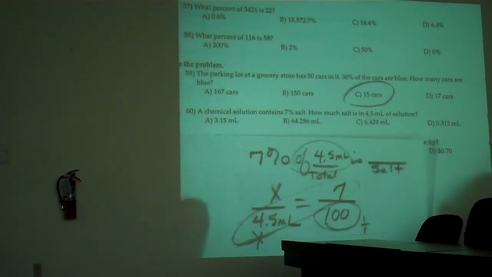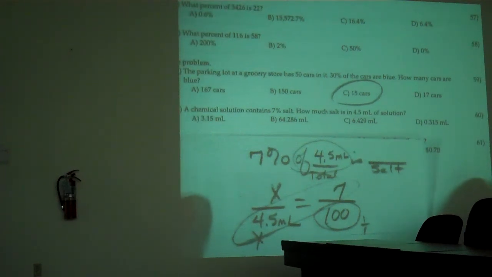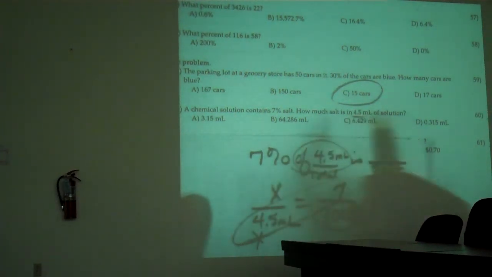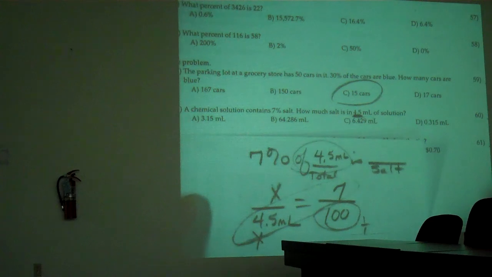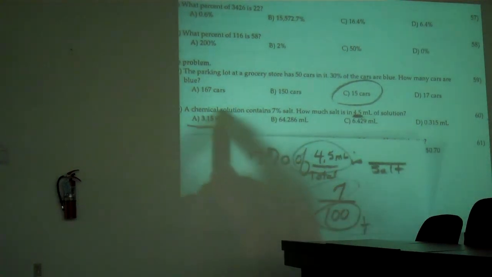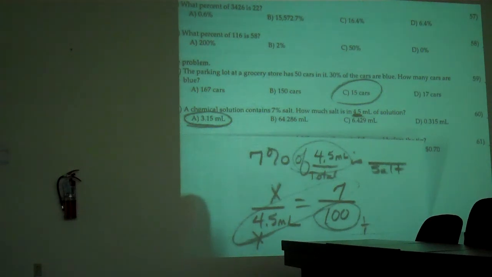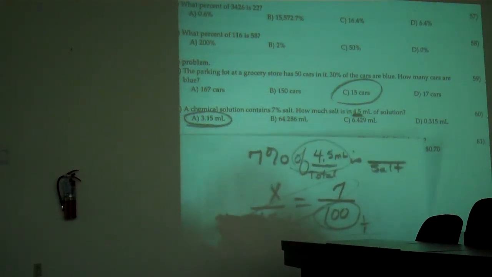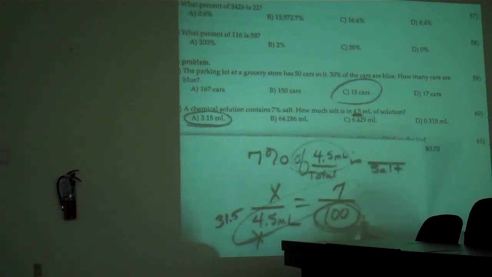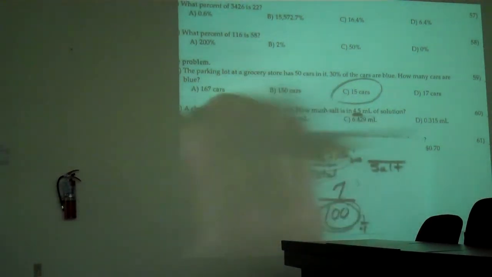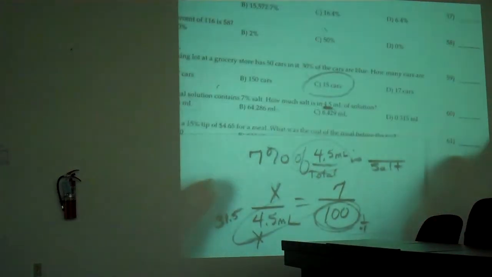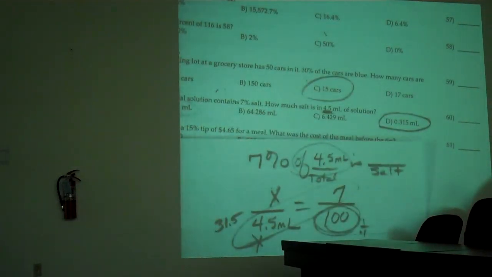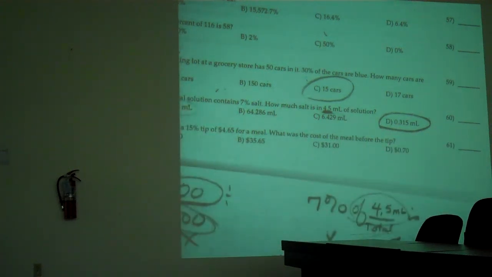31.5? Yeah. Try again. There's only 4.5 milliliters. 3.15? 31.5. 7 times 4.5 is 31.5? Yes. You need to divide that by 100. 0.315. Yeah. 0.315 milliliters. Look at number 60, it should be B. Yeah.